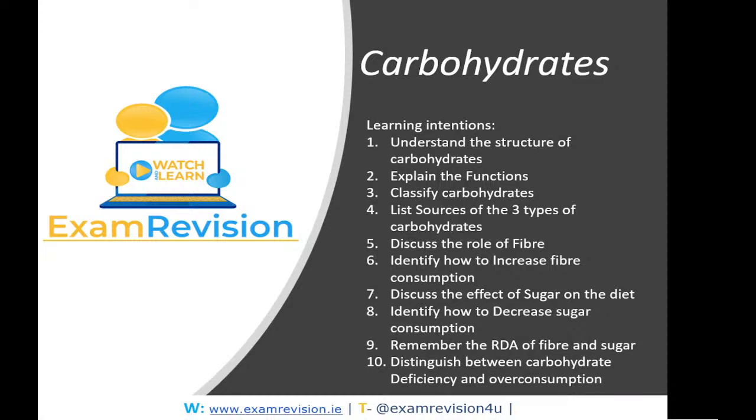So there are going to be 3 types of carbohydrates which we will be focusing on. We're going to look at fibre. We're going to look at how to increase fibre consumption. We're also going to look at the effect of sugar on the diet. We're then going to look at how we can decrease our sugar consumption, because that is something which, in general, as a rule of thumb, the Irish population do consume more sugar than they actually need. We're then going to look at the RDA for fibre and sugar, and then finally we're going to look at what is the difference between carbohydrate deficiency and overconsumption.